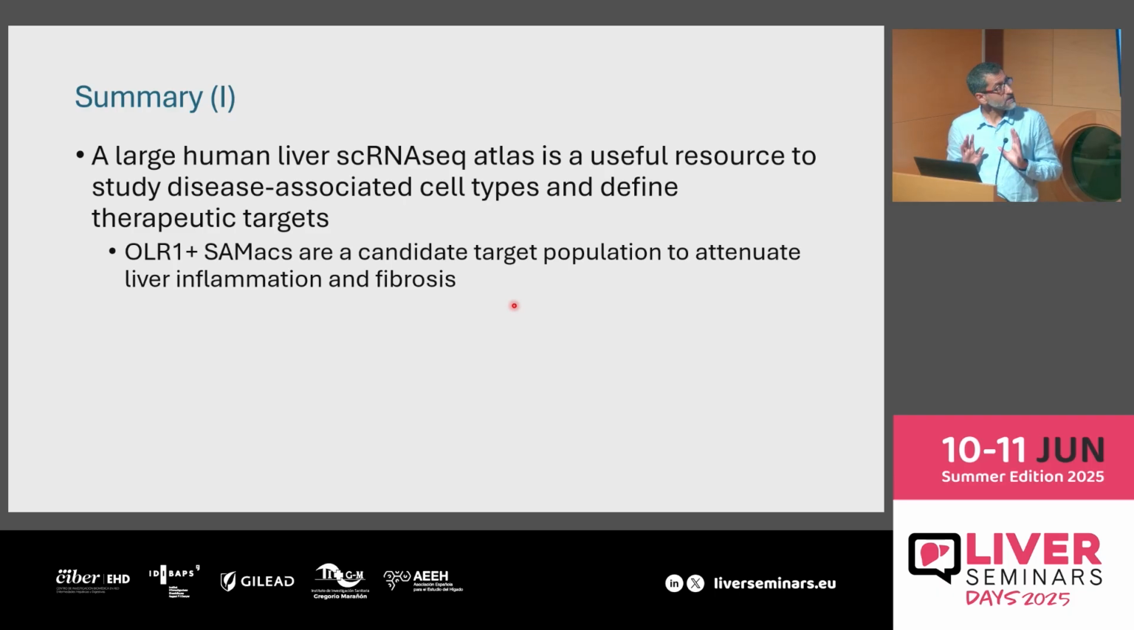Okay. Hopefully I've shown you that having this large-scale single-cell data from multiple patients is a useful resource to allow us to have a better handle on disease-associated cell types and to better define therapeutic targets. I've shown you an example here of how we've done this for the macrophages, but of course you could do a very similar type of analysis for other cell types to try and unpick some of the complexities of the interactions between these cells in fibrosis.